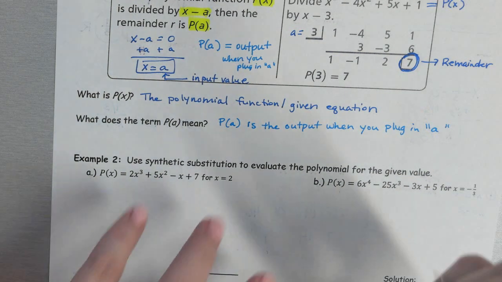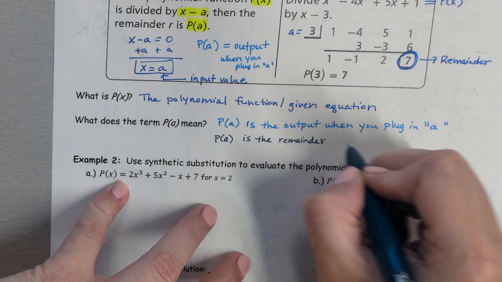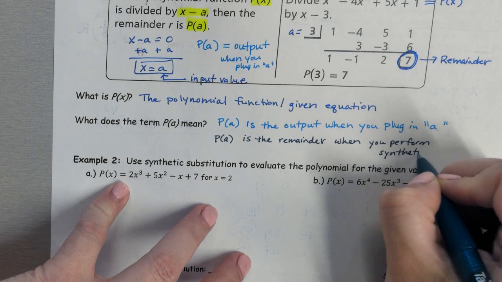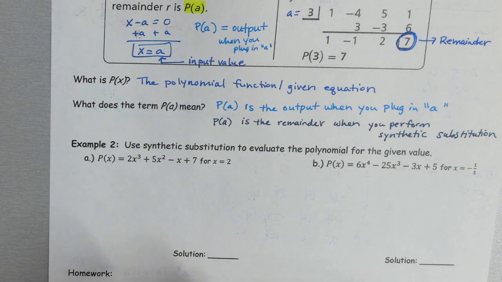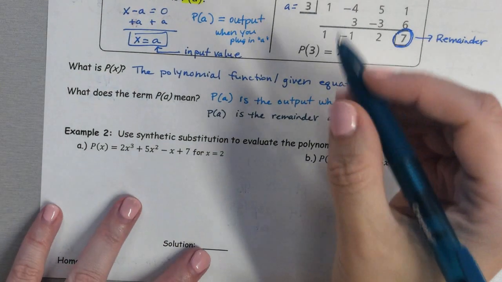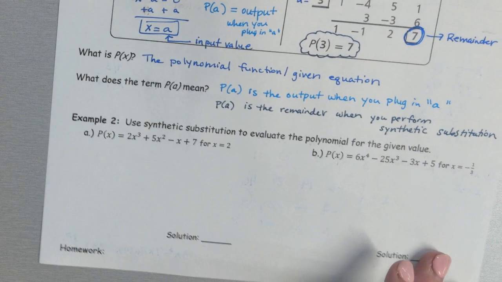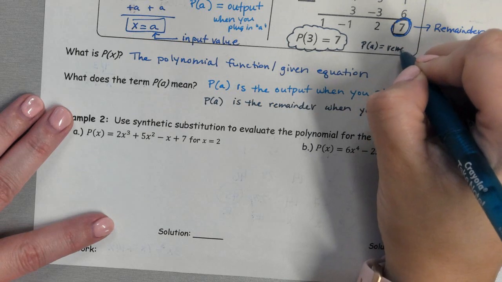So P of A is also the remainder when you perform synthetic substitution. Remember I said that your answer is going to look a little bit different. When you are writing your solution for synthetic substitution, it's going to be P of 3 equals 7. So P of your A value equals the remainder. Okay, so P of A equals your remainder. That's how we're going to write it.